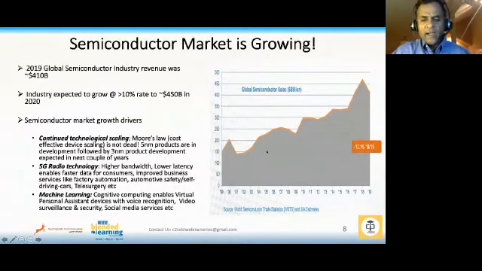So you could see the revenue chart. In the year 2000, the semiconductor industry together had a value of around $200 billion. In 20 years, it has more than doubled. So that's why we are saying, okay, it is a growing market and there are a lot of opportunities there.